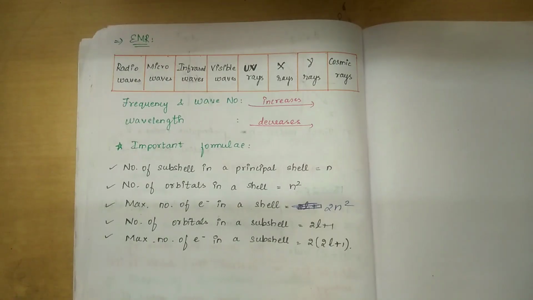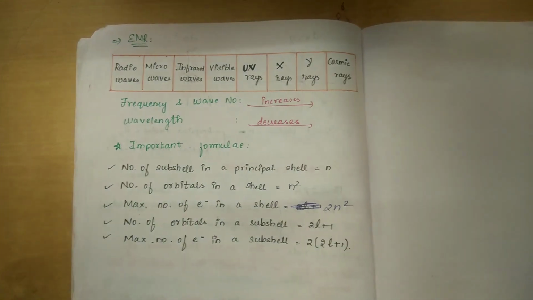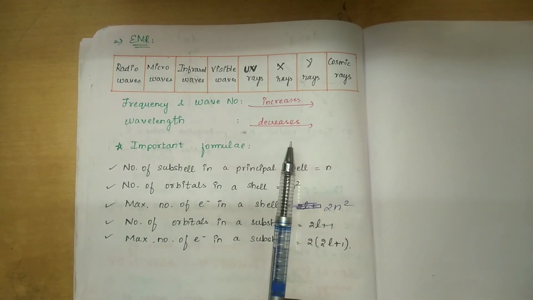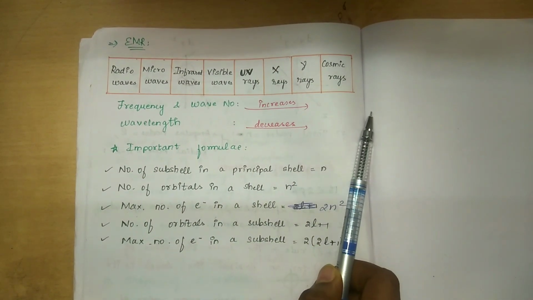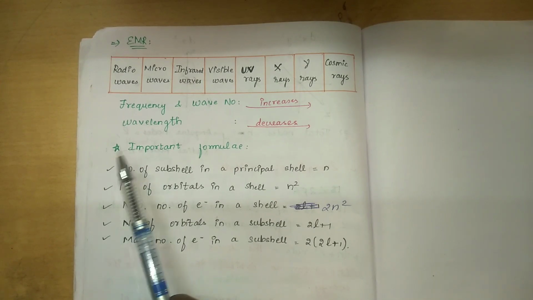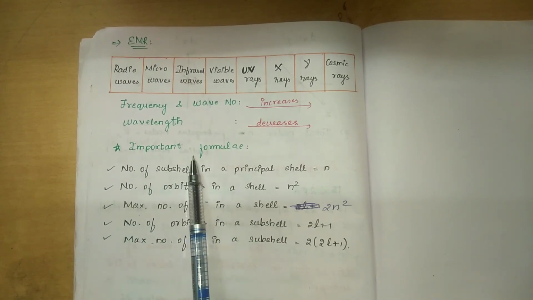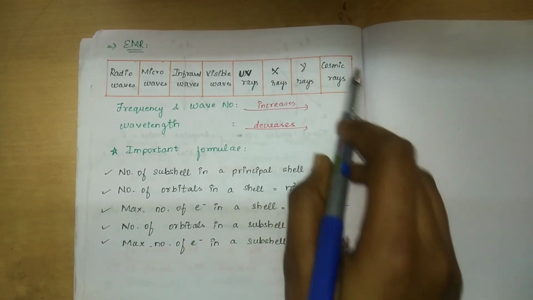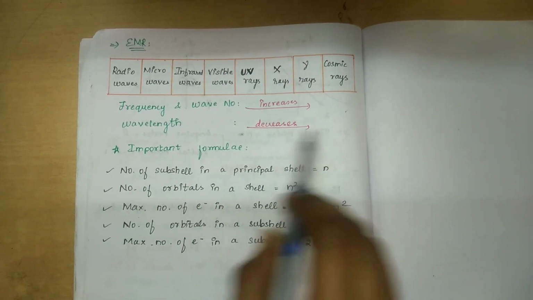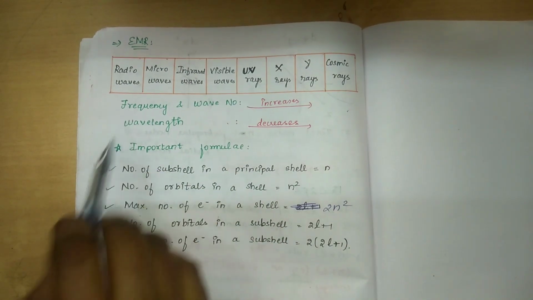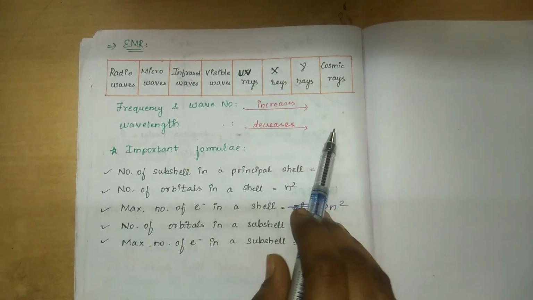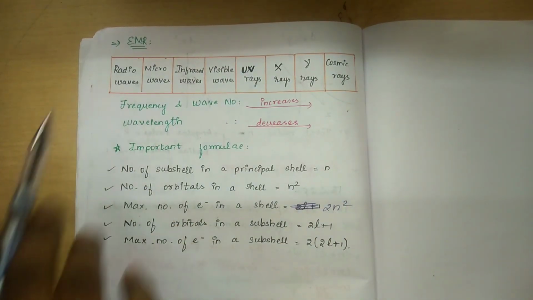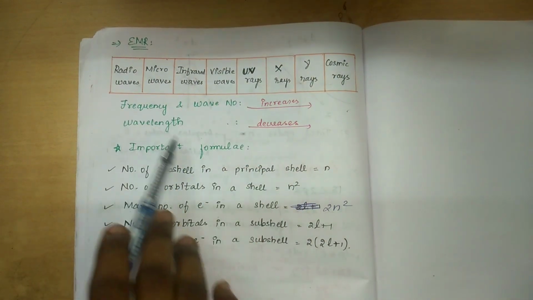Then electromagnetic rays. First you should know this order: radio waves, microwaves, infrared waves, visible waves, UV rays, X-rays, gamma rays, cosmic rays. Here they will ask you for the frequency, wave number and wavelength order. Frequency and wave number increase in this direction, so cosmic rays have the maximum frequency or wave number compared to radio waves. Wavelength decreases in this order. Cosmic rays have the minimum wavelength compared to radio waves and the other waves.